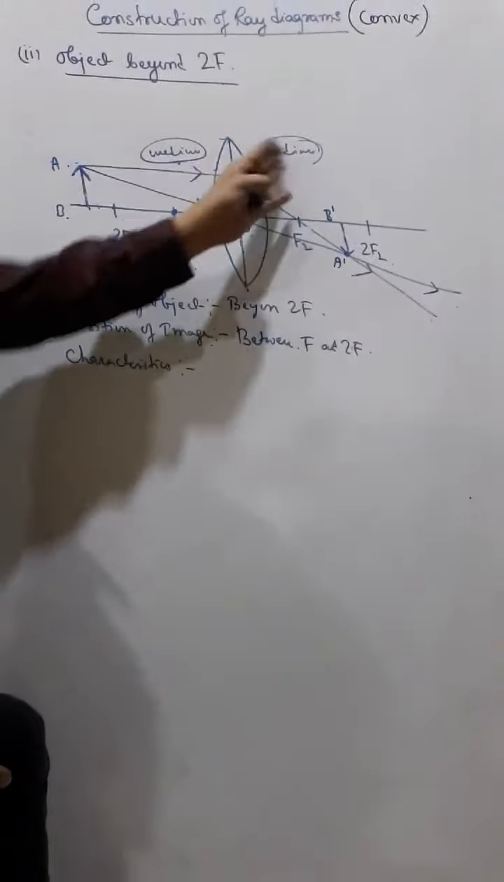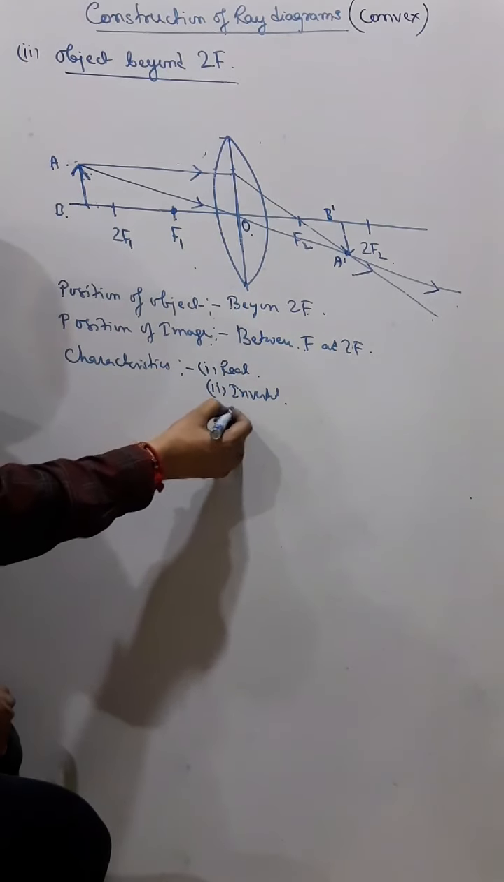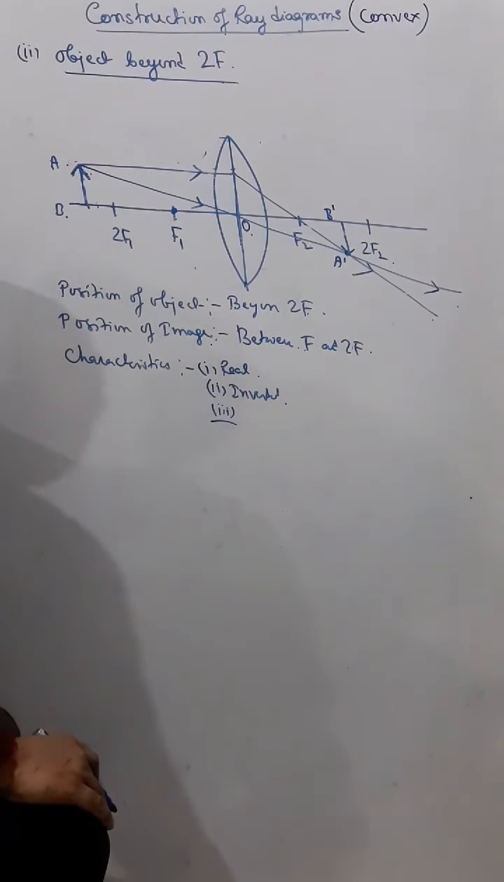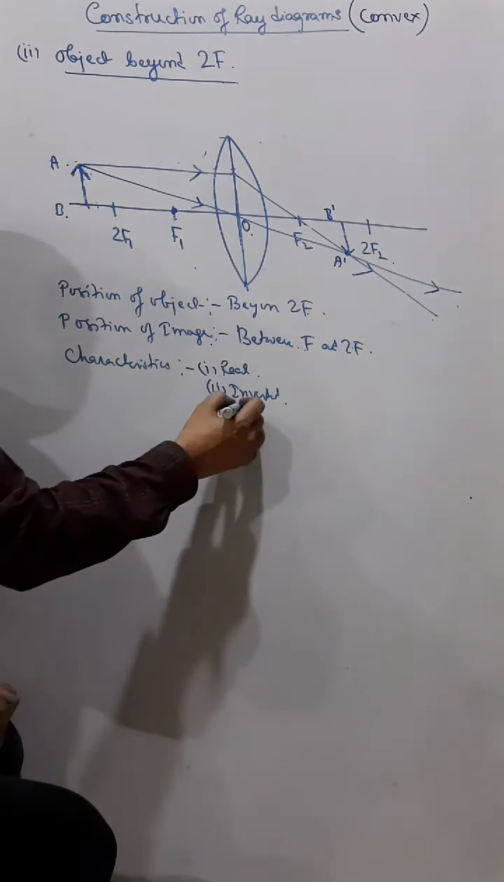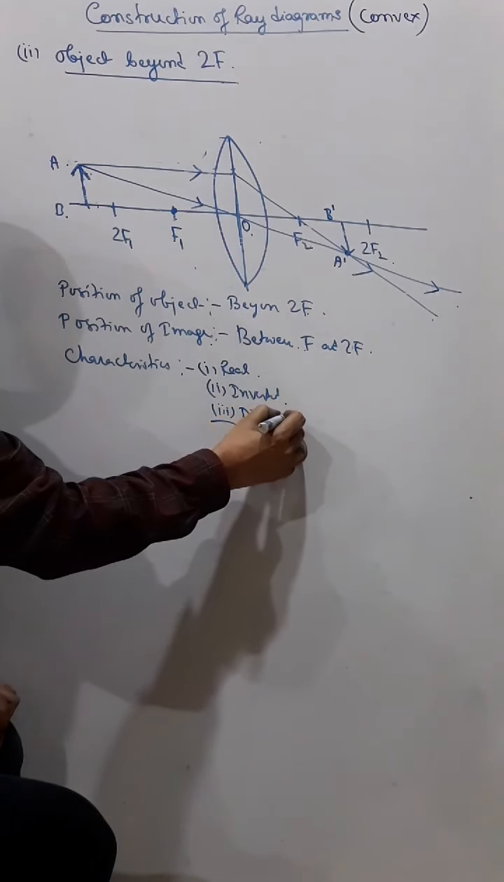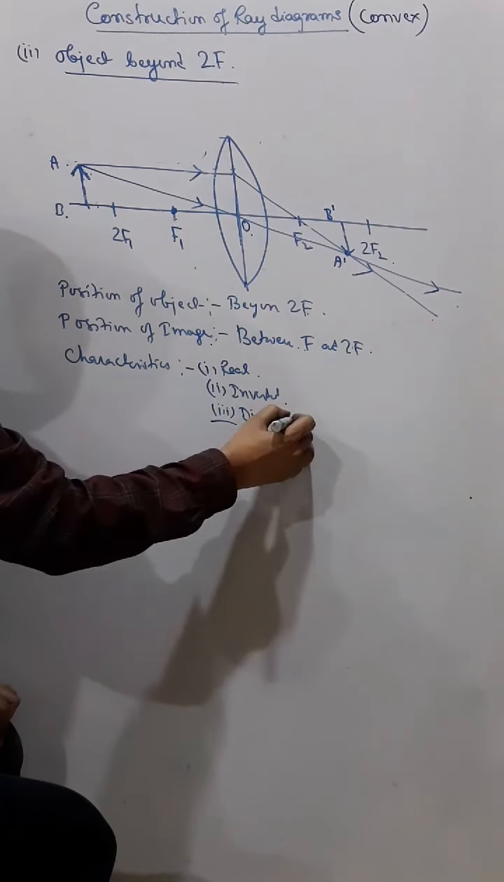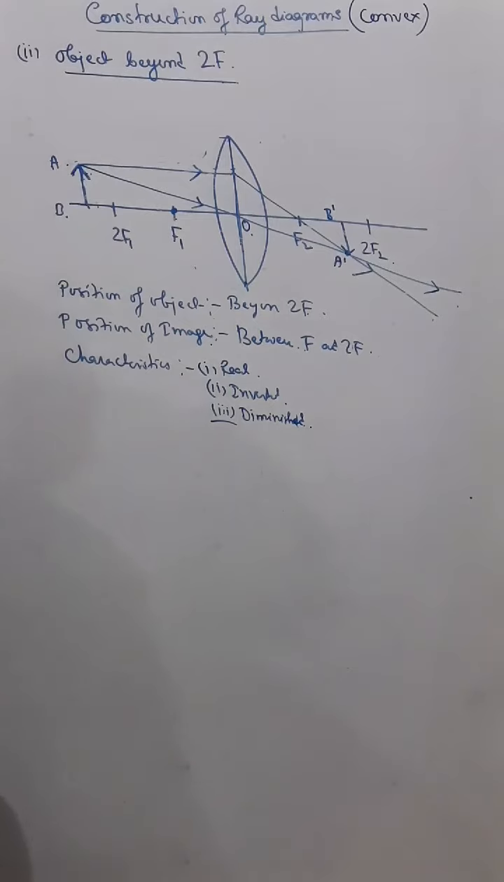And for the characteristics, the first thing is that it is real. Second, it is inverted. And then you can understand the size of the image will be smaller. When you use a scale and pencil properly, you will get it exactly, and you can compare the size of the object and the image, and according to that you can write whether it's a magnified image, a diminished image, or the same size. In this case it is a diminished image.